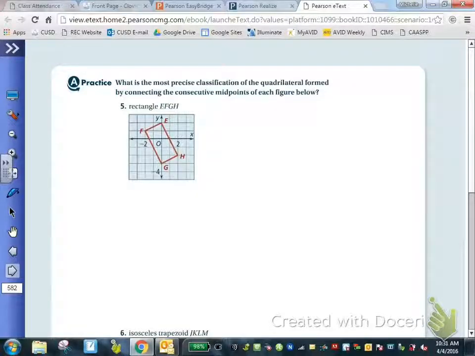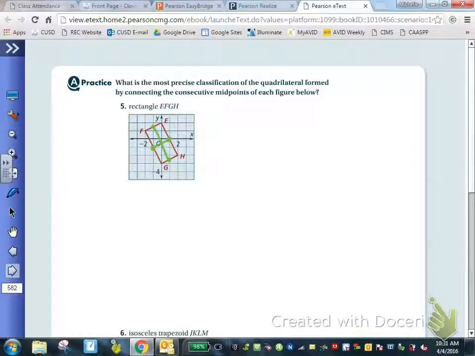So number 5 is a little bit trickier because it's not going to tell us much. What it tells us is that it's a quadrilateral, and we're going to need to figure out what the most precise definition of this quadrilateral is. And it kind of gives us a hint. It says by connecting the consecutive midpoints of each figure. So consecutive midpoints means the midpoint of here and here, and the midpoint here and here.